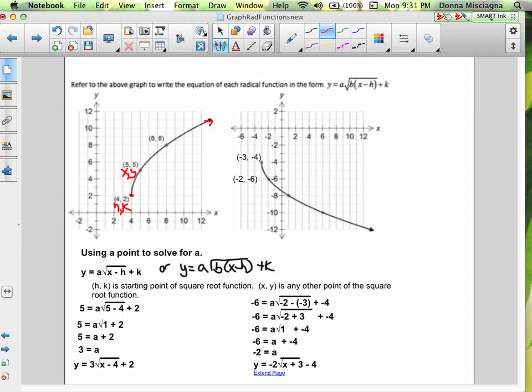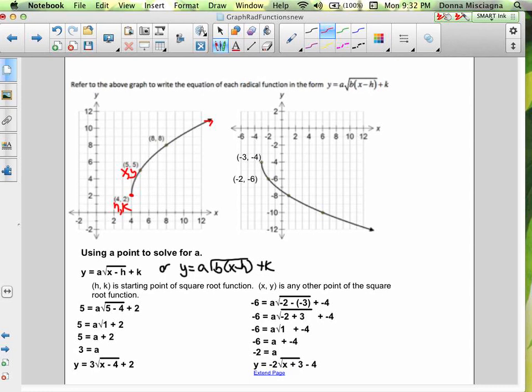So 5 equals a times 5 minus 4 is 1. Square root of 1 is just 1, so we have 5 equals a plus 2. Solve for a, subtract 2 from both sides. So y equals 3 times the square root of x minus 4 plus 2. No need for parentheses because b is 1. And in these ones, b is going to be 1. These aren't horizontally stretched or compressed. They're not going to be growing faster or slower horizontally. I will tell you if they are. I'll make it really, really obvious.